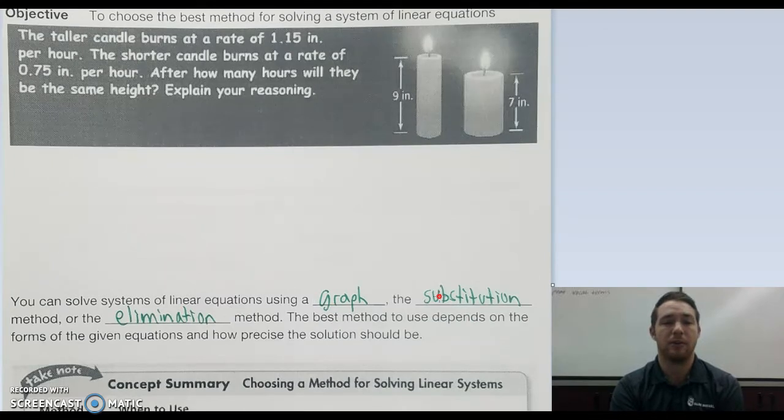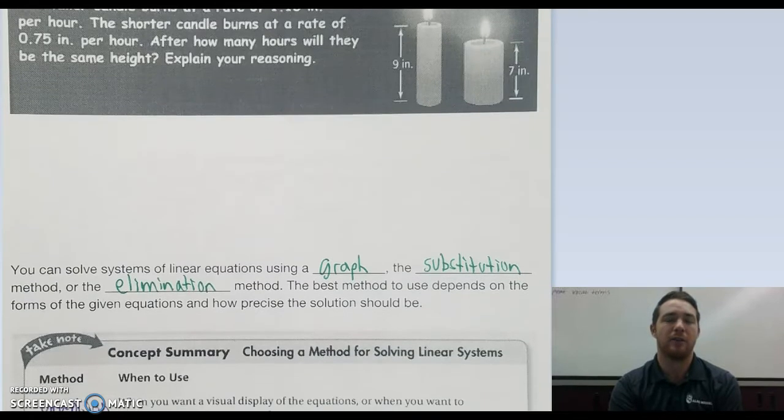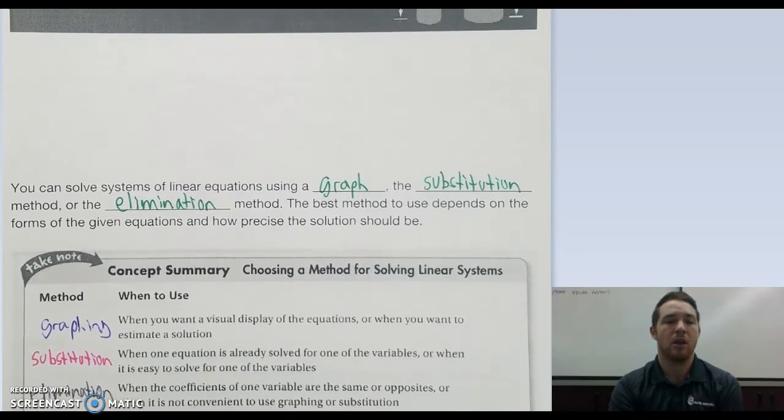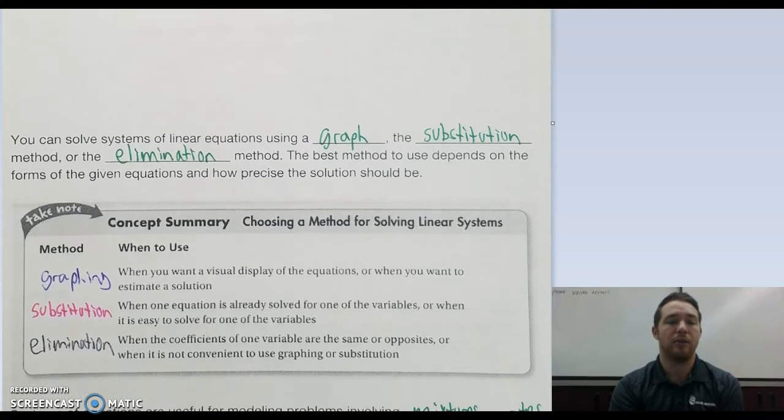using either a graph, substitution method, or elimination method. And the best method used depends on what kind of questions you start with. So it depends on those given equations and how precise you want your answer. So those 3 different methods that we can choose, again, if you want a visual display or when you want to estimate a solution, graphing is best there. So graphing we don't really use as often because, again, estimating means we won't have exact answers, but that does allow you to picture it a little bit better.